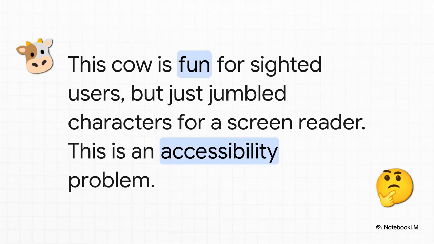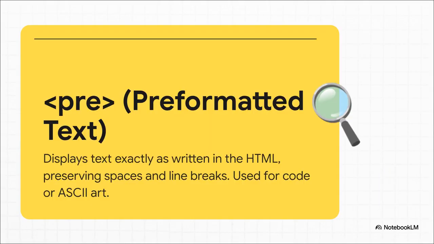Okay, check out this ASCII art cow. For a sighted user, it's kind of fun, right? A little image. But for a screen reader, it's just a total jumble of underscores, parentheses, and slashes. It's complete nonsense. Now, we use a special tag called pre to make sure the browser displays this cow exactly as we typed it, preserving all the spaces. But that doesn't solve the meaning problem.